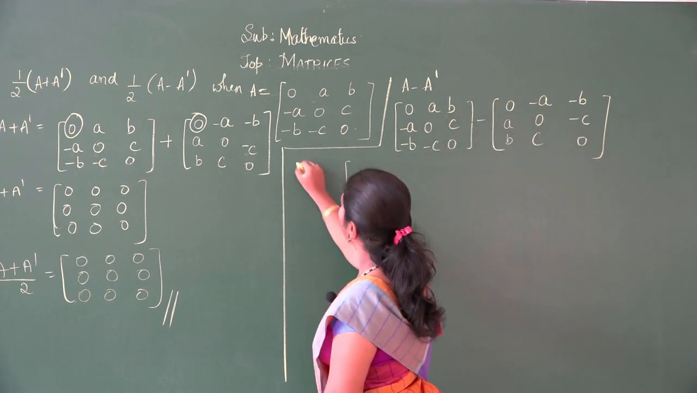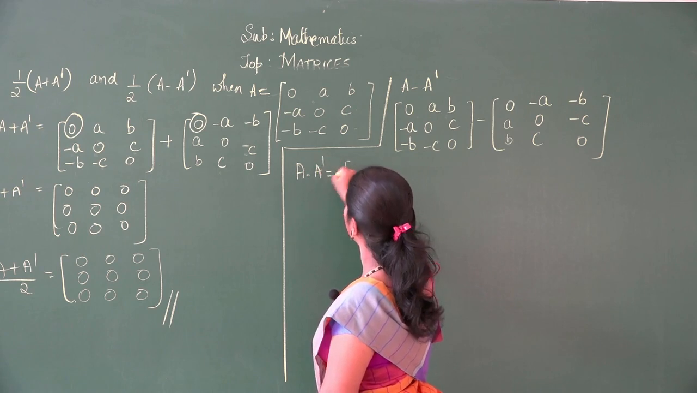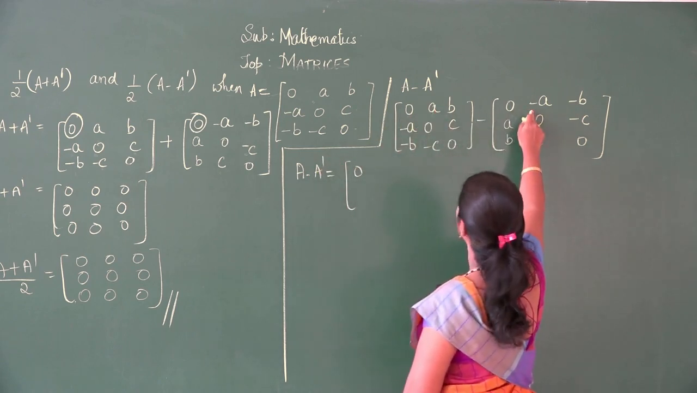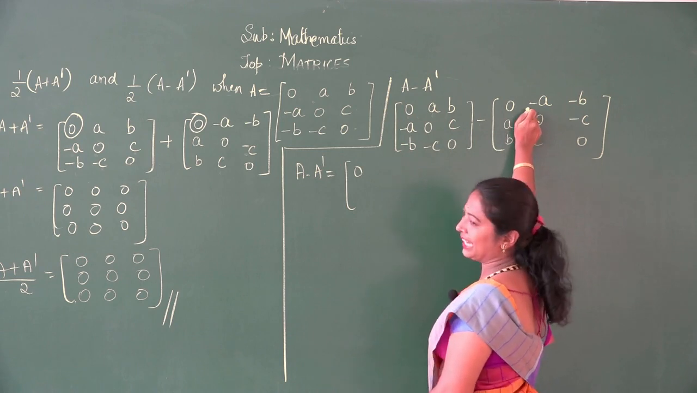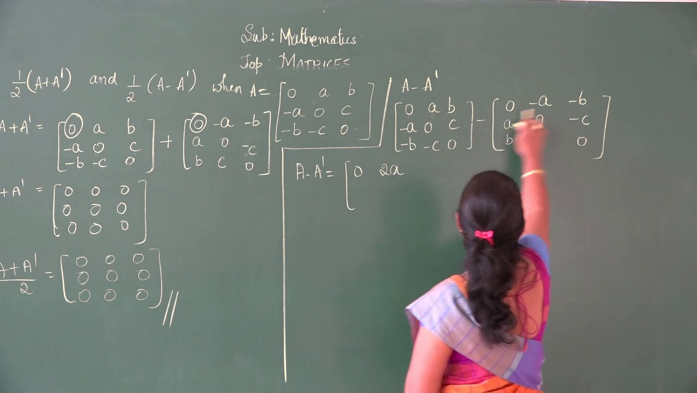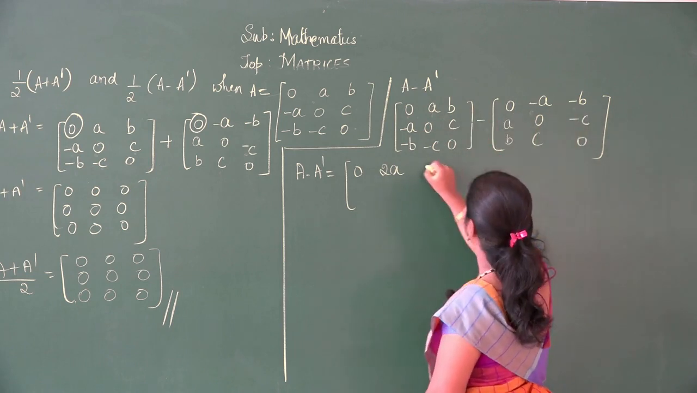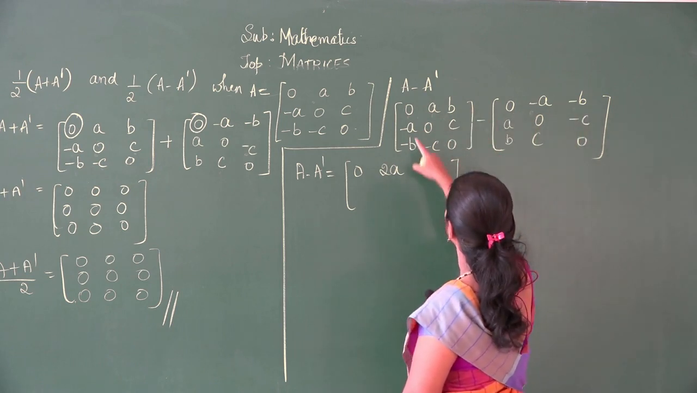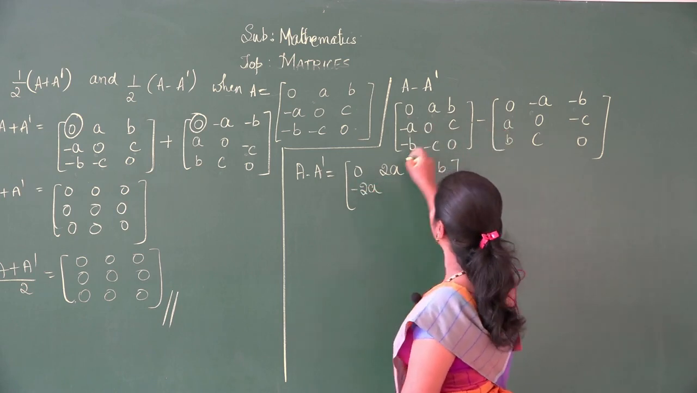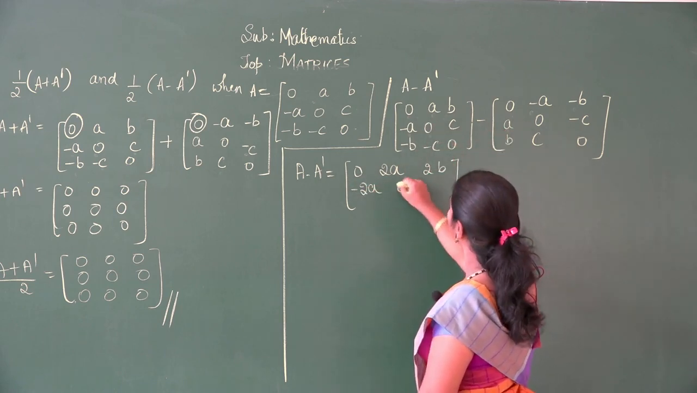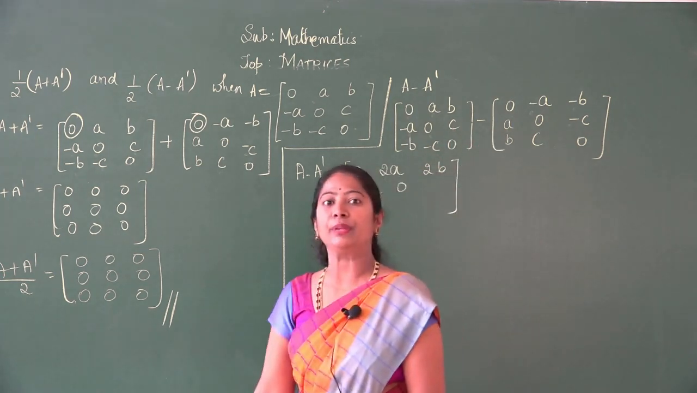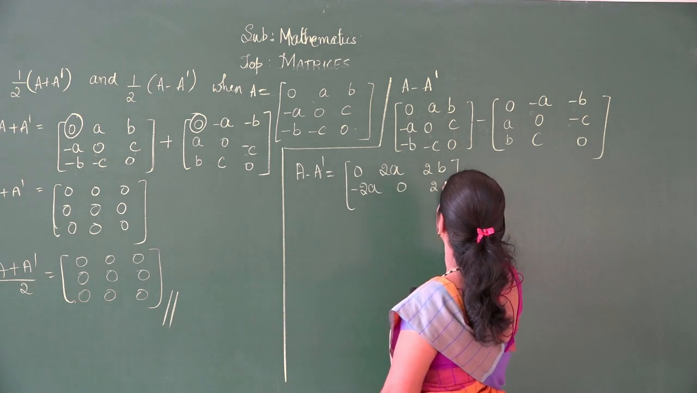Corresponding elements, that is A minus A dash. 0 minus 0 is 0. A minus of minus will become plus, so A plus A, which is equal to 2A. B minus of minus will be plus, so B plus B is 2B. Similarly, minus A minus A will be minus 2A. 0 minus 0 is 0. C minus of minus will become plus C. C plus C will be 2C.